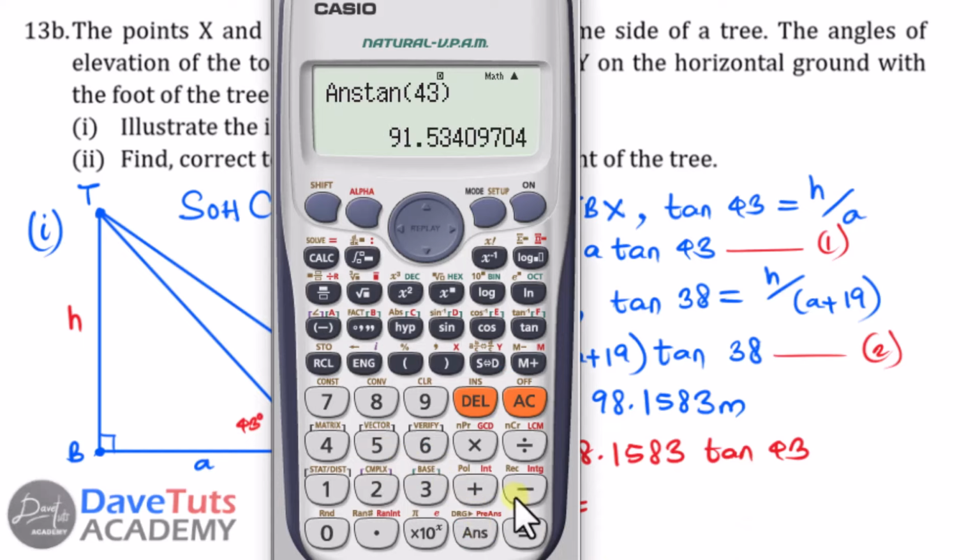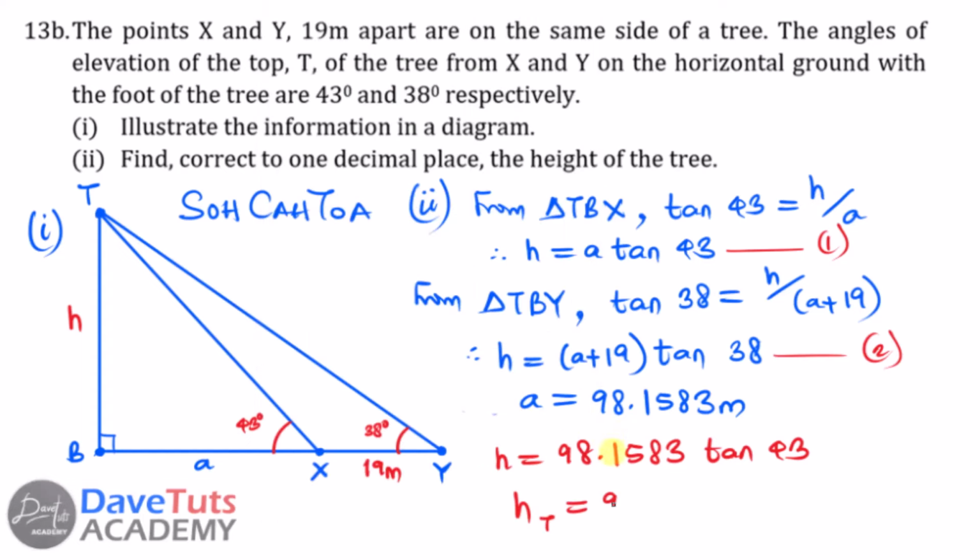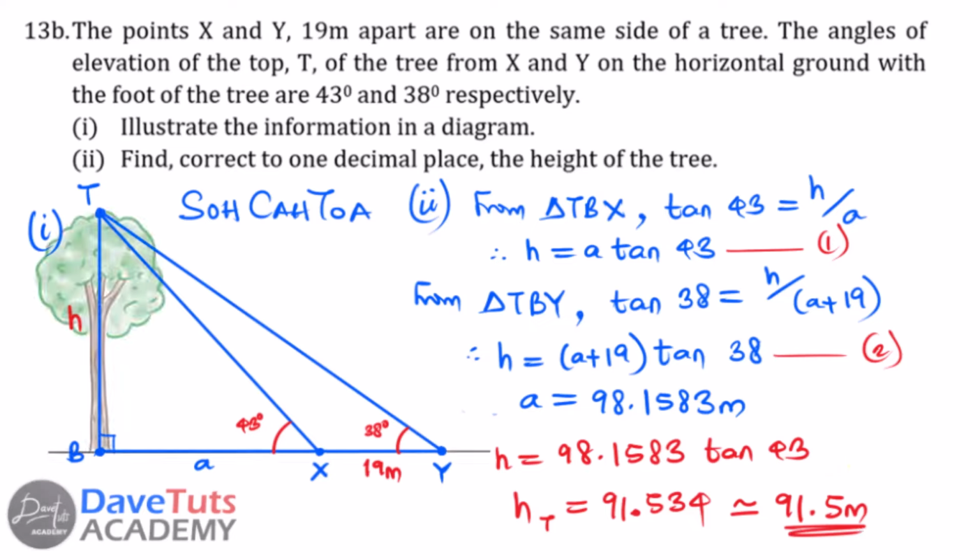So what's that? 91.534. But look at our question. We're asked to find it correct to one decimal place. So after the decimal, we take the first digit, which is 5. The 3 will be inconsequential because it's not up to 5, so we could not round up the digit we are considering. So this is approximately 91.5 meters as the height of this tree that we are asked to find originally.